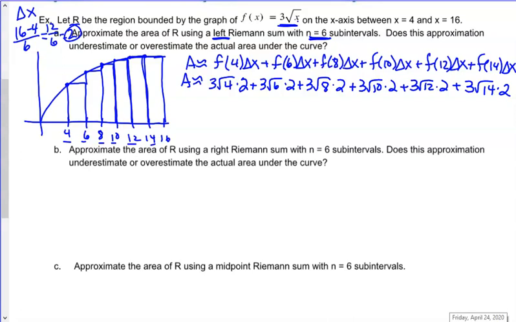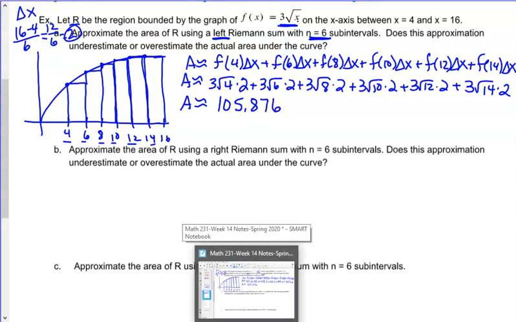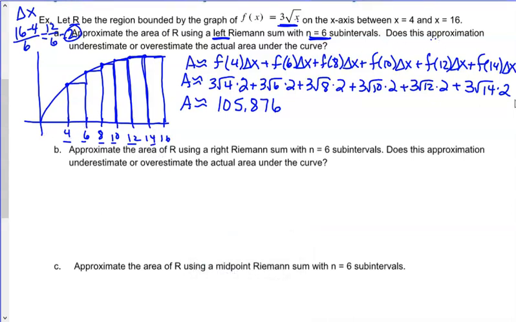Now, it's nice that this is a very small function. I don't have to worry too much about writing a whole lot. But you don't have to write this fully out. You can plug them into your calculator if it's a longer function and just put that number times your delta x. So now I'm going to throw all of this into my calculator and figure out what the approximation is for this area under the curve. And when you do that, I will tell you it's 105.876.